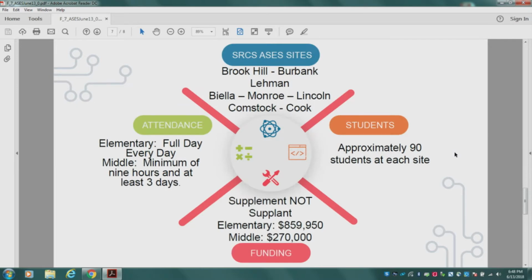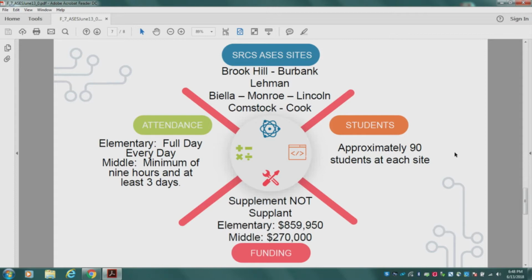This is specific to our district. The sites that qualify for the ACES grant at our elementary level are Brook Hill, Burbank, Lehman, Biella, Monroe, and Lincoln. And at our middle school, our two sites are Comstock and Cook. The after-school program will look slightly different there as well, incorporating the sports after-school part of it.